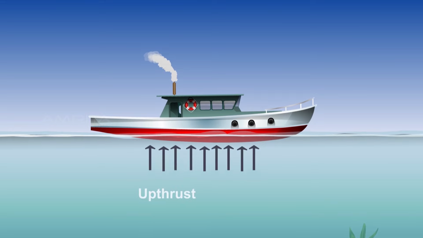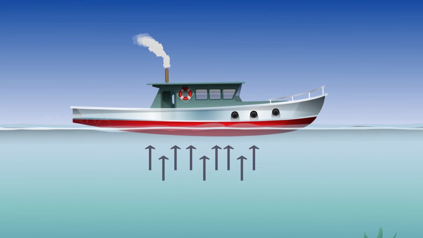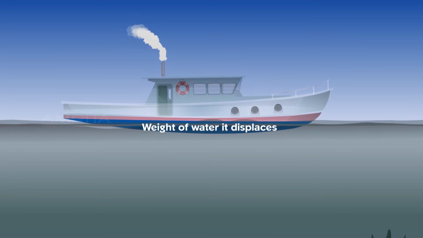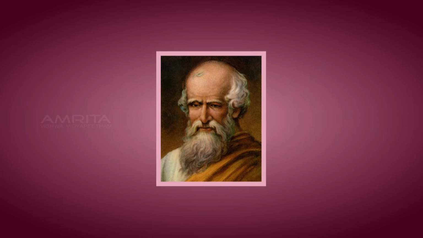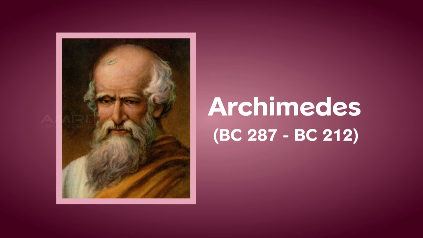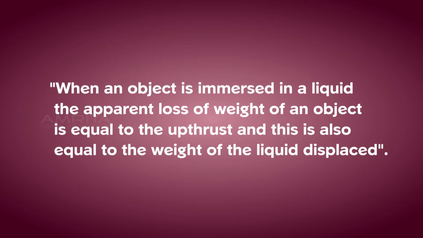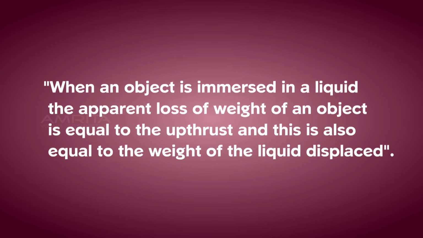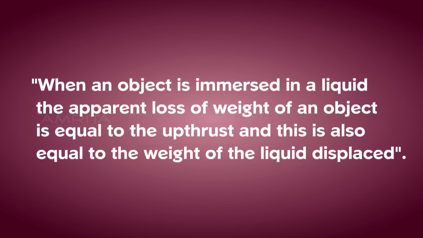In general, an object experiences a loss of weight in water due to the upthrust, and it is equal to the weight of water displaced by it. This is better answered using the law of buoyancy, also known as the Archimedes Principle, named after the Greek scientist who discovered it. Archimedes' principle states that when an object is immersed in a liquid, the apparent loss of weight of an object is equal to the upthrust, and this is also equal to the weight of the liquid displaced.